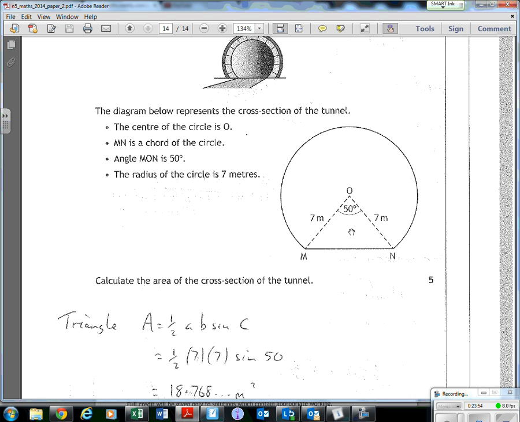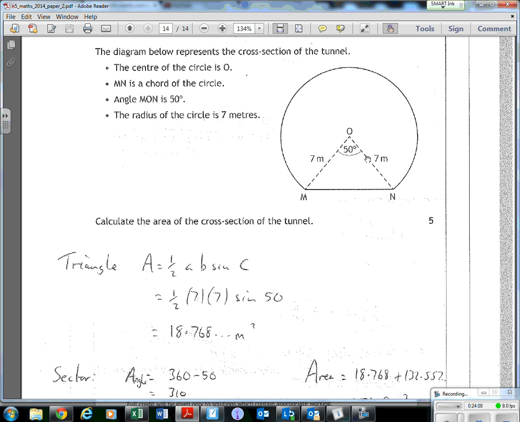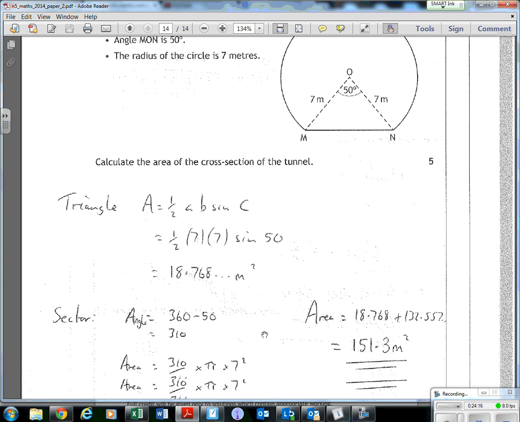So let's have a look at it here. We have a triangle, and then we have the sector of a circle. It'll be a major sector. So let's have a look at the triangle first of all. We'll have the angle, and we'll have the sides either side of the angle. So it'll be a half ab sin C. So half times 7 times 7 times sin 50. Put it into the calculator, out pops the answer.